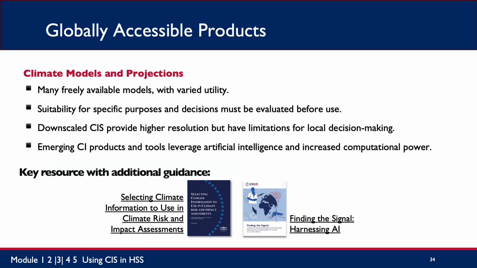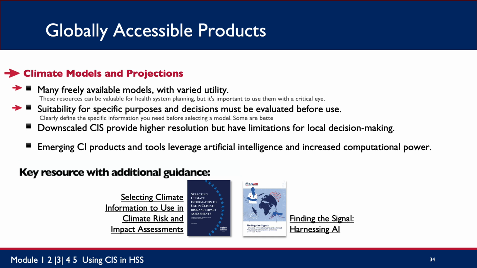There's a wealth of freely available global climate models and projections. These resources can be valuable for health system planning, but it's important to use them with a critical eye. Here are a few key considerations. Suitability. Clearly define the specific information you need before selecting a model. Some are better suited for long-term needs, others for nearer-term forecasts.